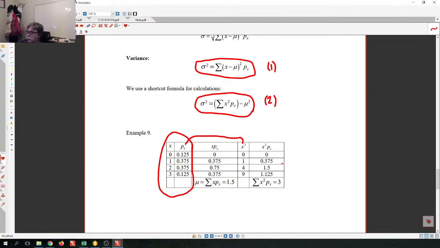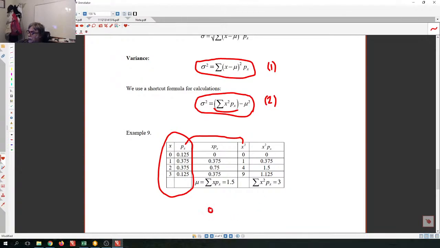0.375 times 1, which is 0.375. 0.375 times 4. Okay, that is actually 1.5. And then 0.125 times 9. When you do that properly, you end up with 1.125. Now you add all of this, because you have to get this first half of the formula, this sum. So you add all of that, so you get the sum of x squared times the probability mass, and that is 3. And now you use formula number 2.